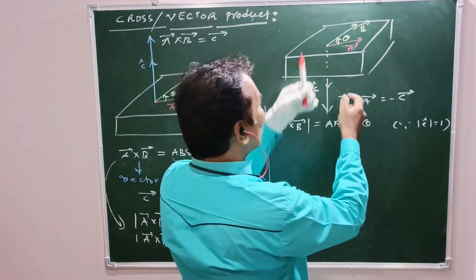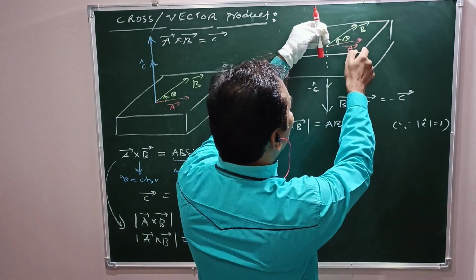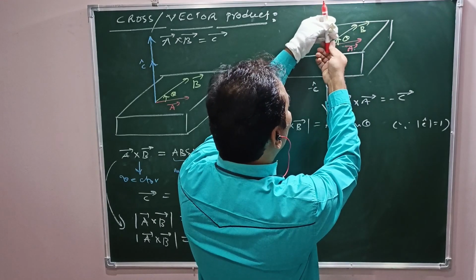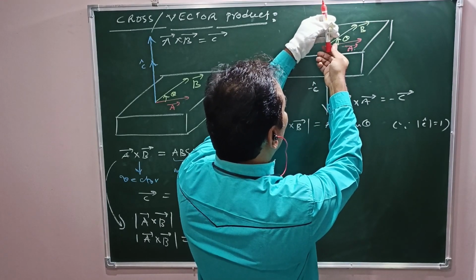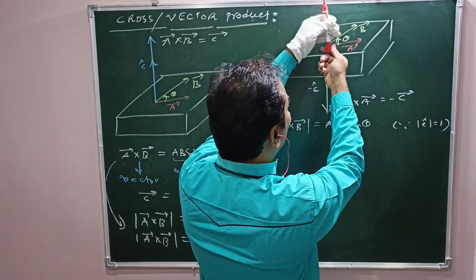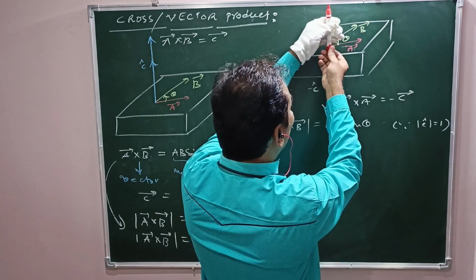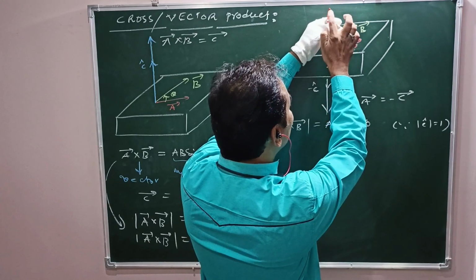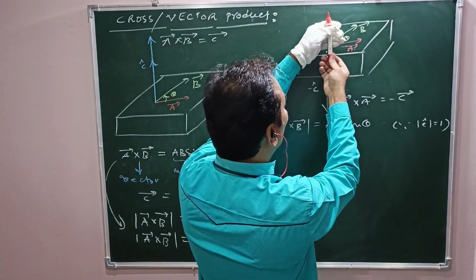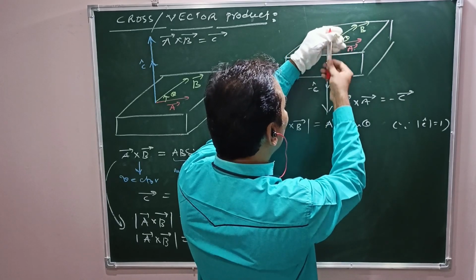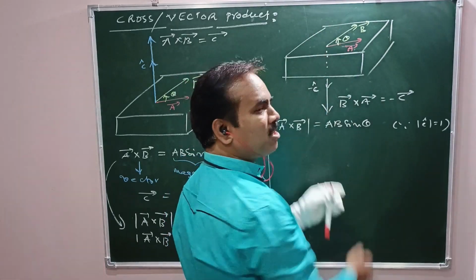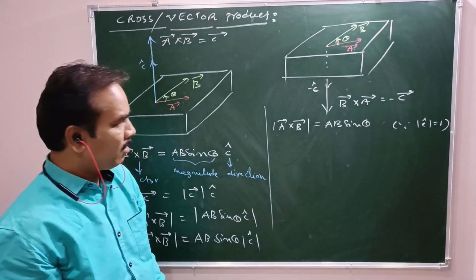Fine. To get B bar cross A bar, see once again: B bar cross A bar means from B to A, so this time the head has to be rotated in the clockwise sense like that. If it is rotated clockwise, see, the direction of advancement of the tip of the screw is going downward like that. So that is the direction of B bar cross A bar. Okay.